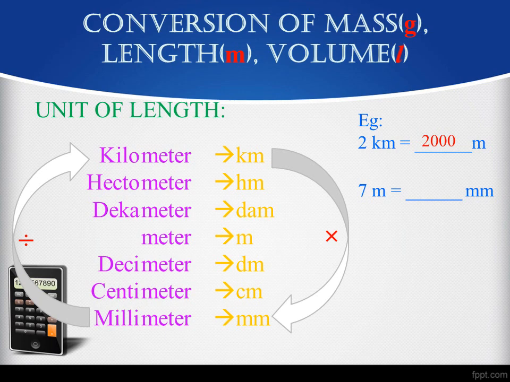How many intervals are there? 1, 2, 3. So 10 into 10 into 10 will get 1000. 7 into 1000, 7000.